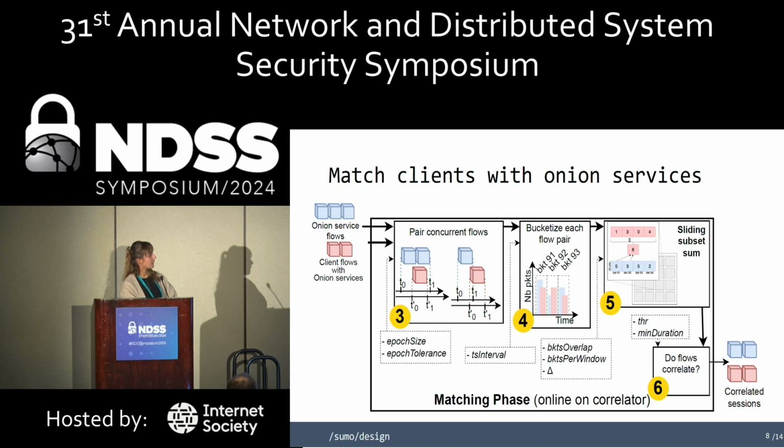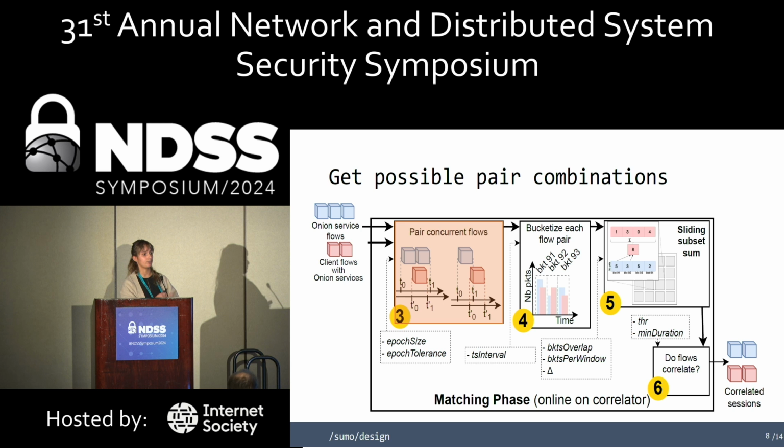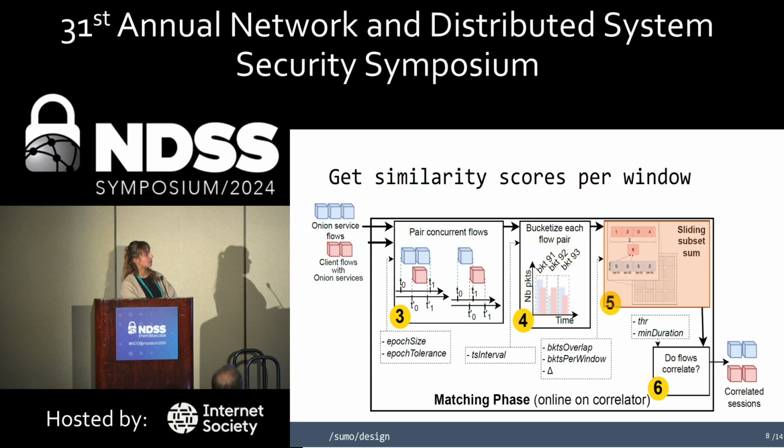Then the separated flows would pass to the matching phase, which we'll see in more detail here. It starts by pairing flows that were overlapped in time. Then it counts the packets in each time unit, making buckets of the packets seen by each party. And then it passes it to the novel algorithm that I talked about. I won't have a lot of time to describe this here, but all of the details are in the paper.